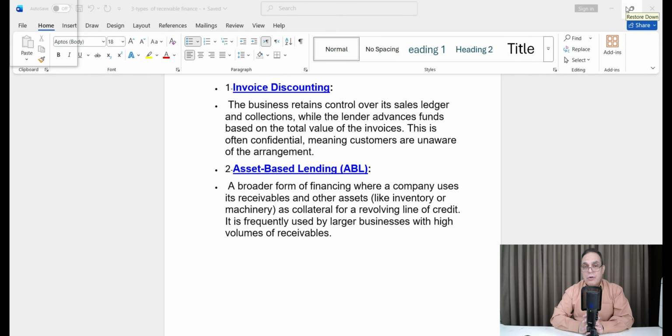2. Invoice discounting. The business retains control over its sales ledger and collections, while the lender advances funds based on the total value of the invoices. This is often confidential, meaning customers are unaware of the arrangement. 3. Asset-based lending, ABL. A broader form of financing where a company uses its receivables and other assets like inventory or machinery as collateral for a revolving line of credit. It is frequently used by larger businesses with high volumes of receivables.